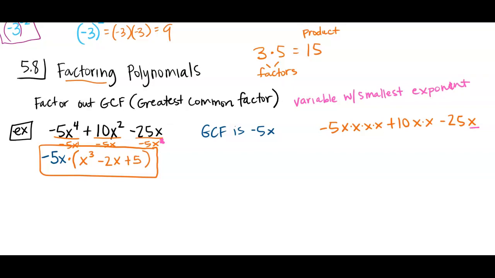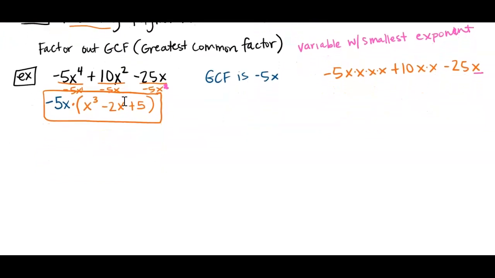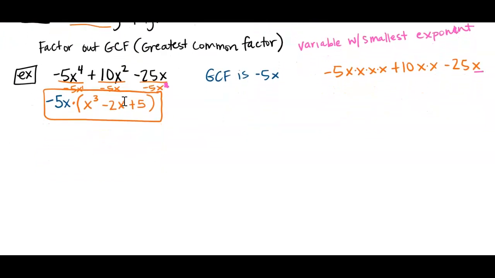Okay, so let's look at this next one. This one's a little bit more involved, but I'm going to give you some time to think about it, and I want you to think about what you think the GCF would be. Take it one number at a time and then one variable at a time.